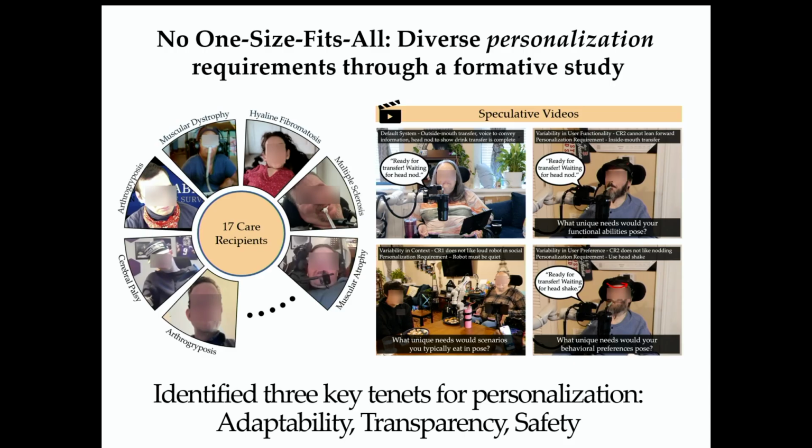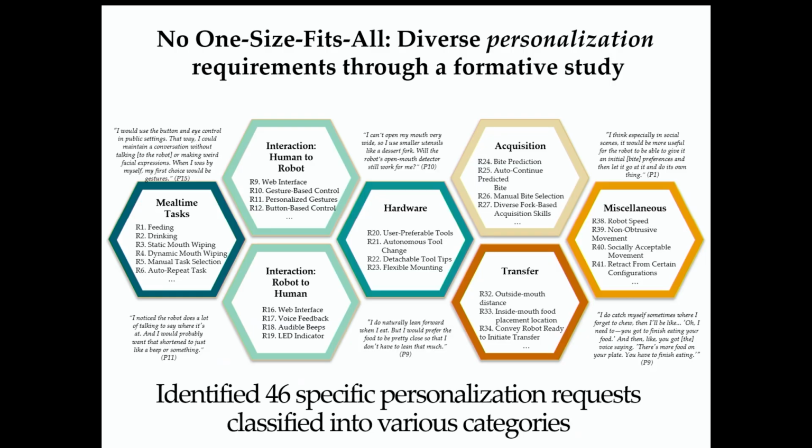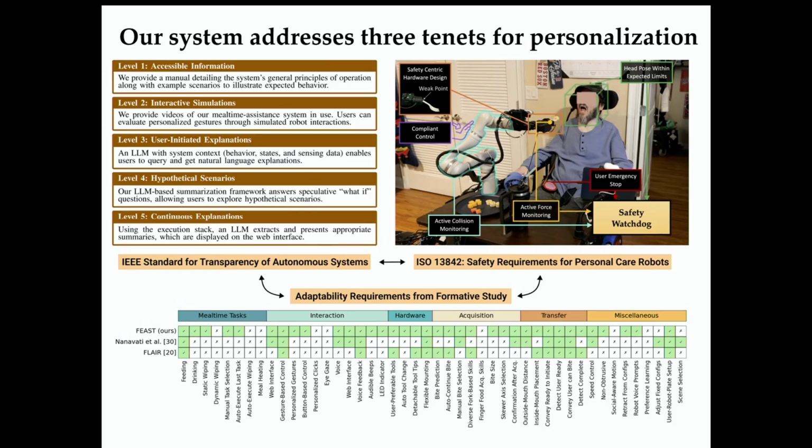And so what we did was, before deploying this, we actually did a formative study with 17 care recipients. And we found, even for just this one task, this feeding task, there were 46 different user preferences that they said, even with just these 17 people, right? So scaling it up is an extremely challenging problem. And so we identified this, and then we developed this system, which we call Feast, that is able to do 36 out of these 46 preferences.